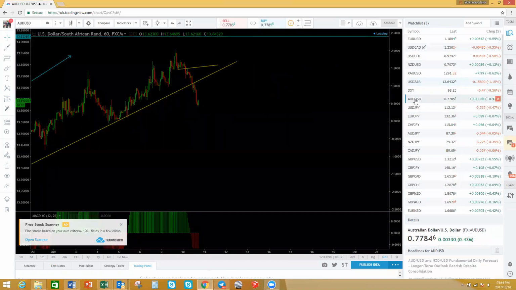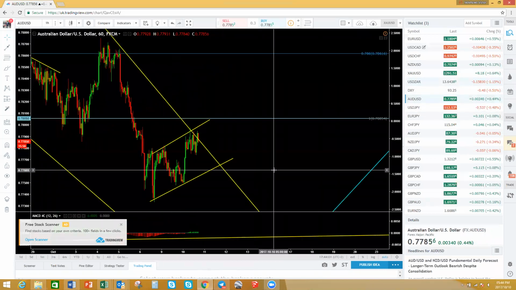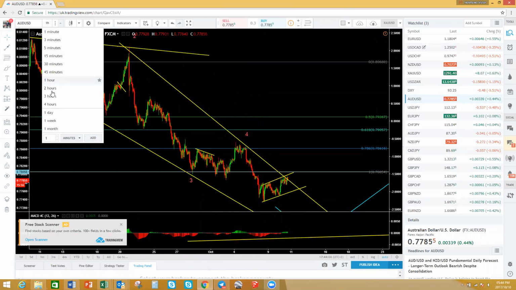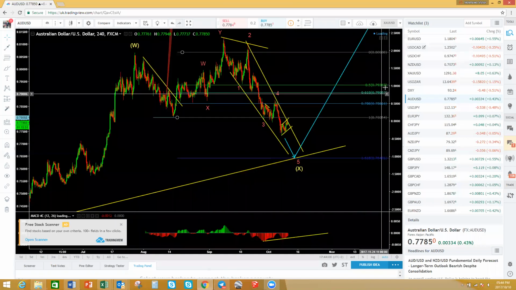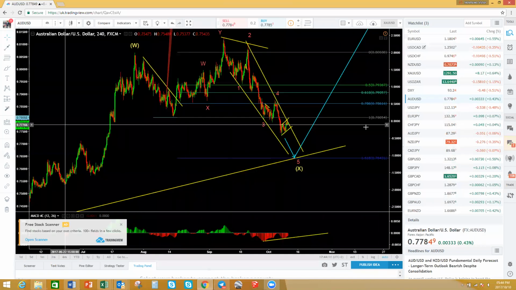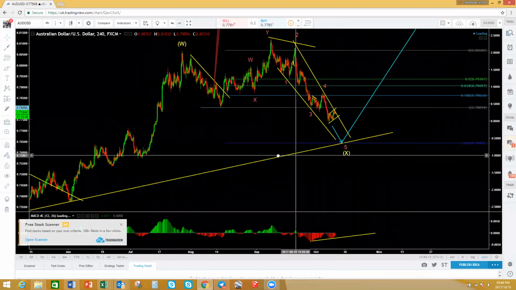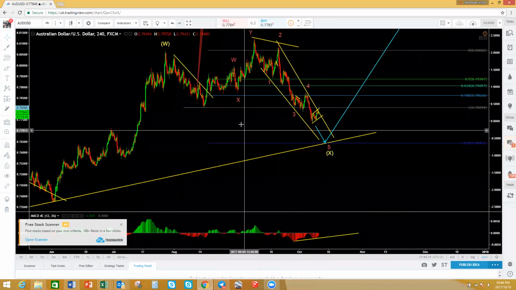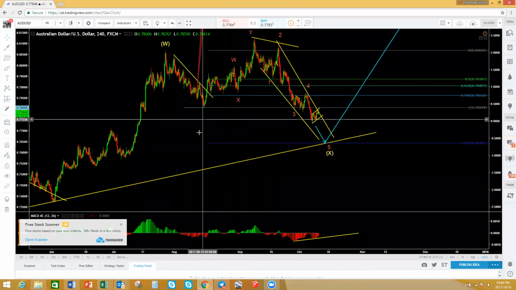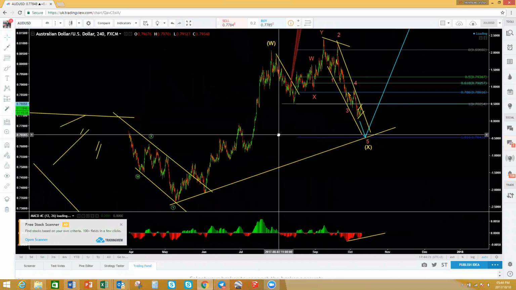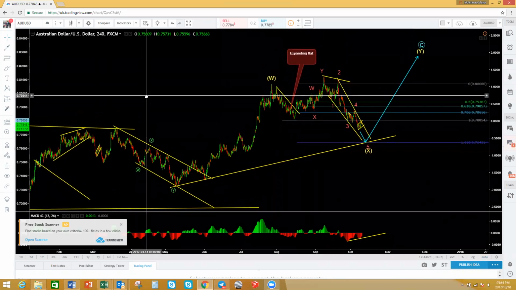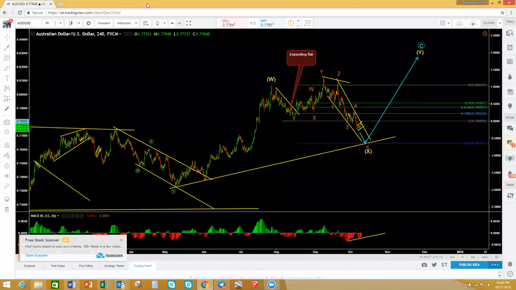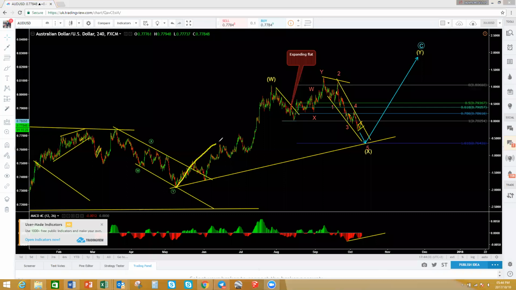AUD/USD. Let's look at the 4 hour. This is another interesting pair as well. So AUD/USD, textbook stuff. These are the things that we do when we learn the waves.